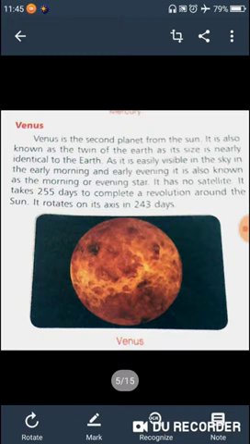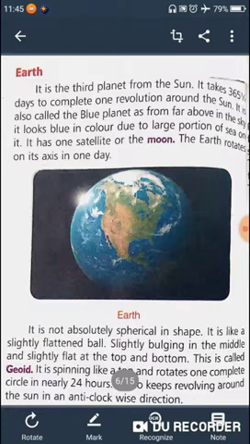So let's see about Earth, which is our planet, right? It is the third planet from the Sun. It takes 365 and 1/4 days to complete one revolution. 365 and 1/4 days means it can be counted as 366 days to complete one revolution around the Sun.